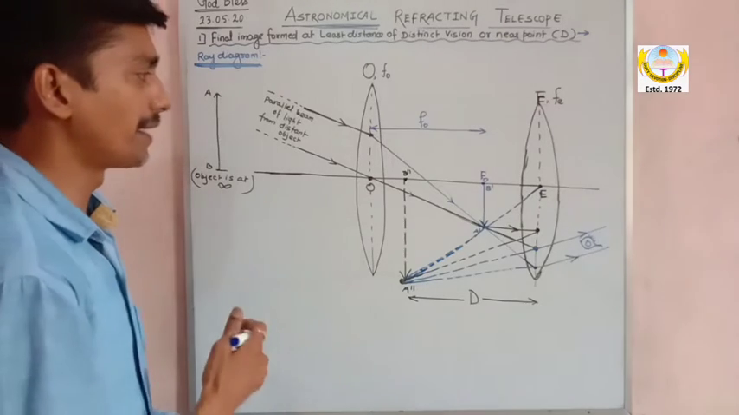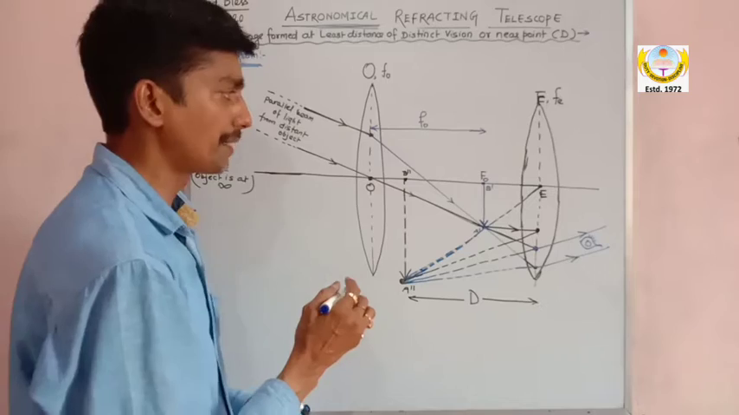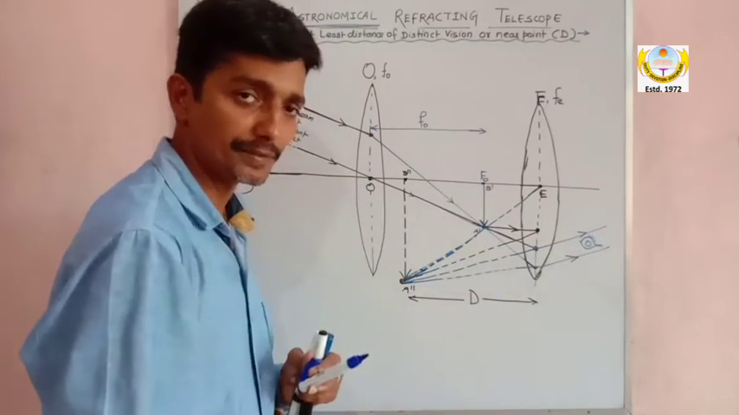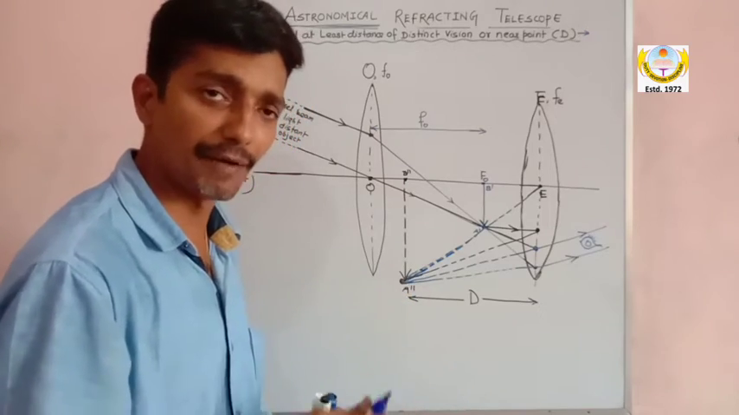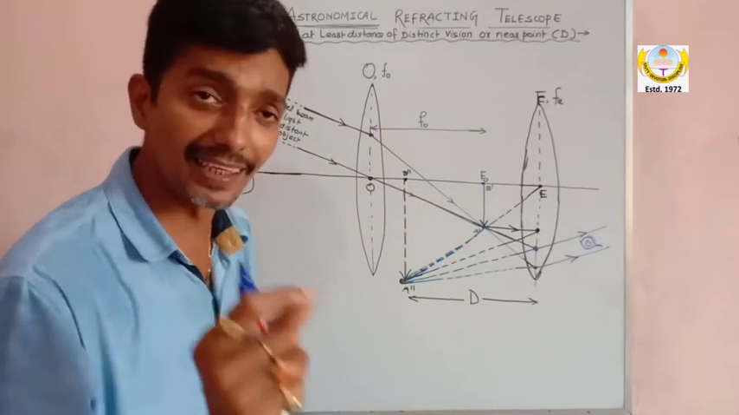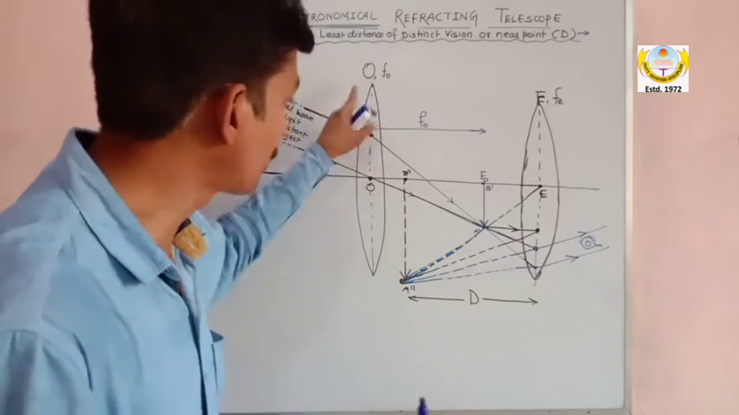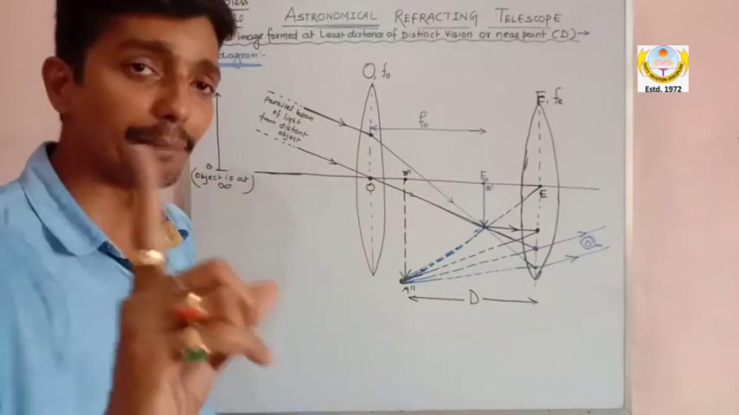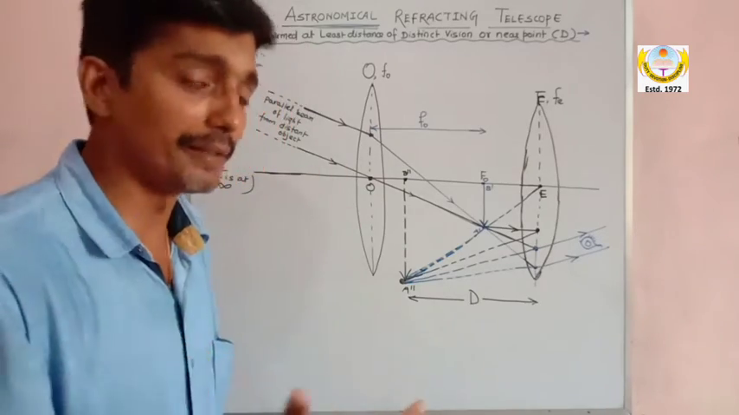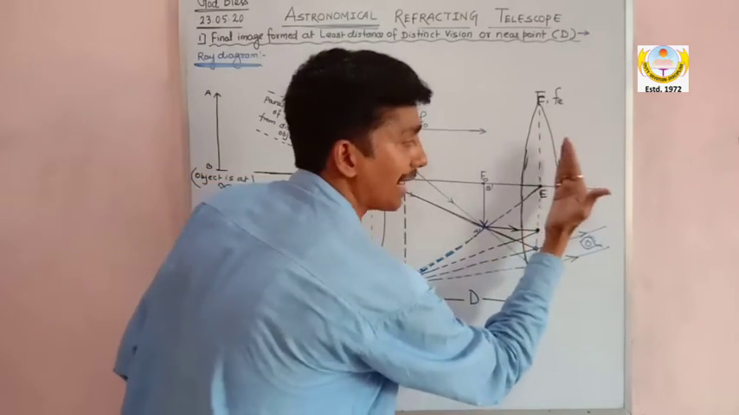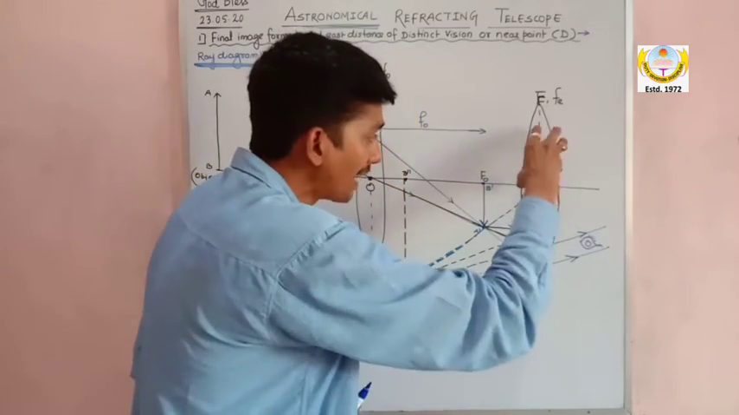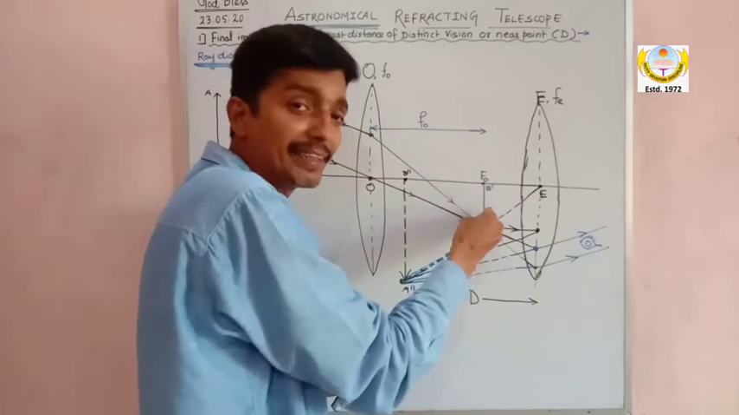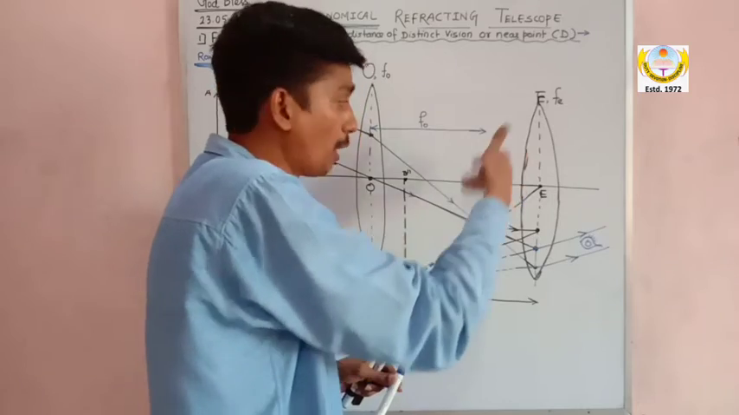And the second important concept is, what is the important concept? My dear, this image A dash B dash, which I have obtained, which everybody can see, is a real, inverted and diminished image formed by this objective lens. Now my dear, what I will do, I will write this in my working, please, but listen to me. Now what I am going to do, I will adjust the eyepiece, and by adjusting this eyepiece, I will bring this image, which is nothing but the object for the eyepiece. This image is the object for the eyepiece.